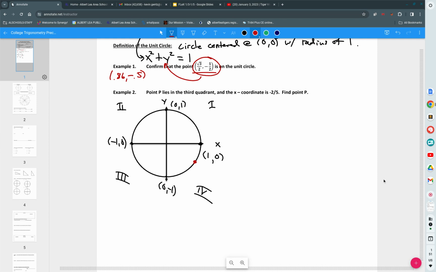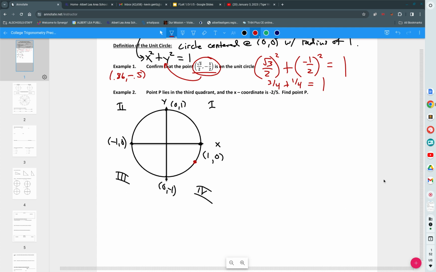So I'll plug in square root of 3 over 2 for x. And I'll plug in negative 1/2 for y. What do you get if you square the root of 3 over 2? 3/4. The top you get a 3, and the bottom you get a 4. And if you square negative 1/2, you're going to get positive 1 in the top and 4 in the bottom. Is 3/4 plus 1/4 equal to 1? Absolutely. So you can see that that coordinate does, in fact, sit on the unit circle. Okay.